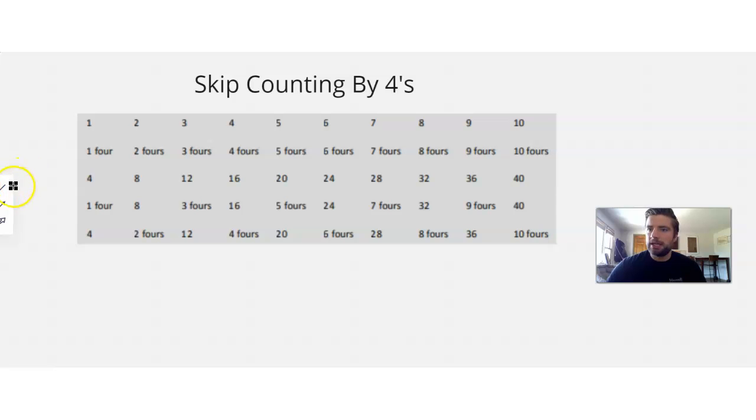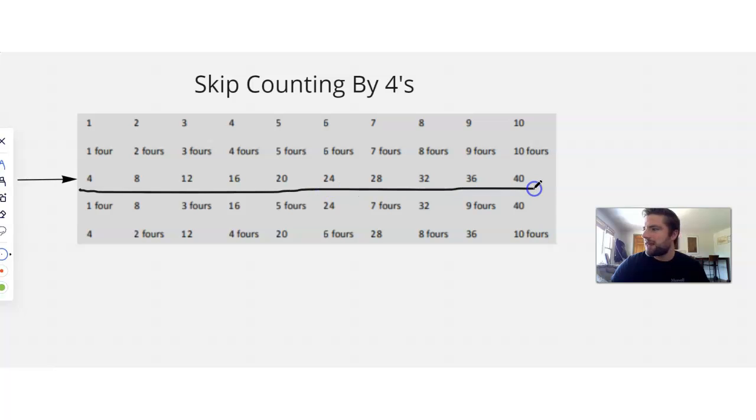So this chart can be a little confusing. So what I want you to do is hyper-focus on this middle row that I'm going to underline as well. And this middle row is just showing the pattern when we skip count by 4s. Okay, so let's count together, and I'll point to the number, and we will say it together. So it's going to go 4, 8, 12, 16, 20, 24, 28, 32, 36, and 40.